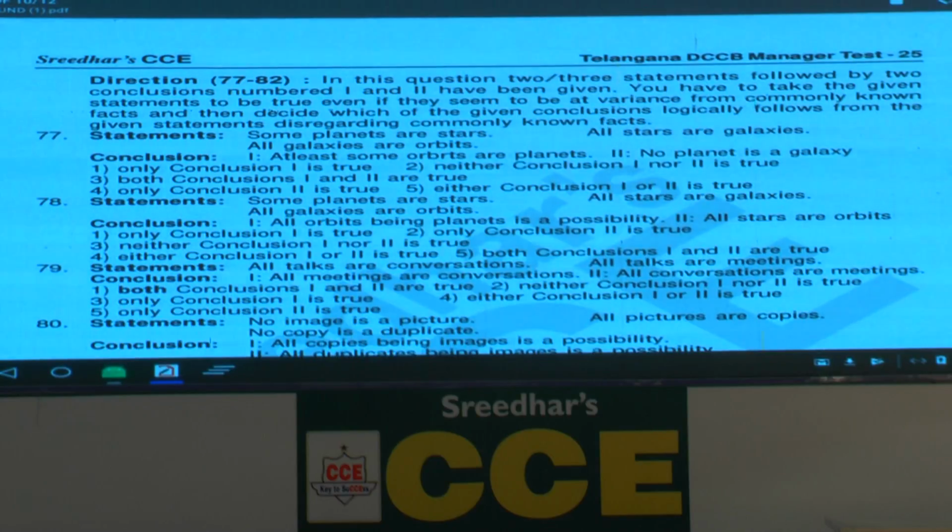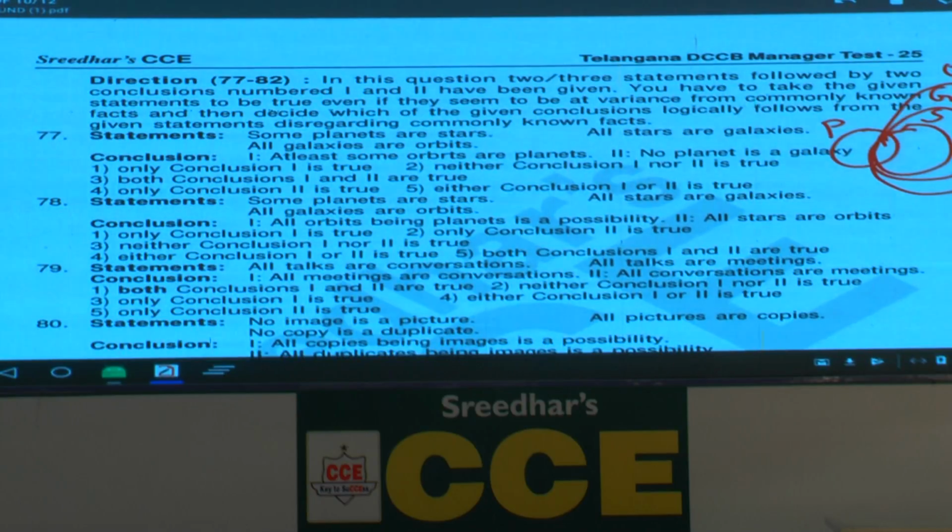Some planets are stars. Some of the planets or stars can be written like this. These are the planets and these are stars. Some planets are stars. Then all stars are galaxies. All these stars are what? All stars are galaxies. And next one, all galaxies are orbits. All these galaxies are what? Orbits. Now this is the basic diagram.